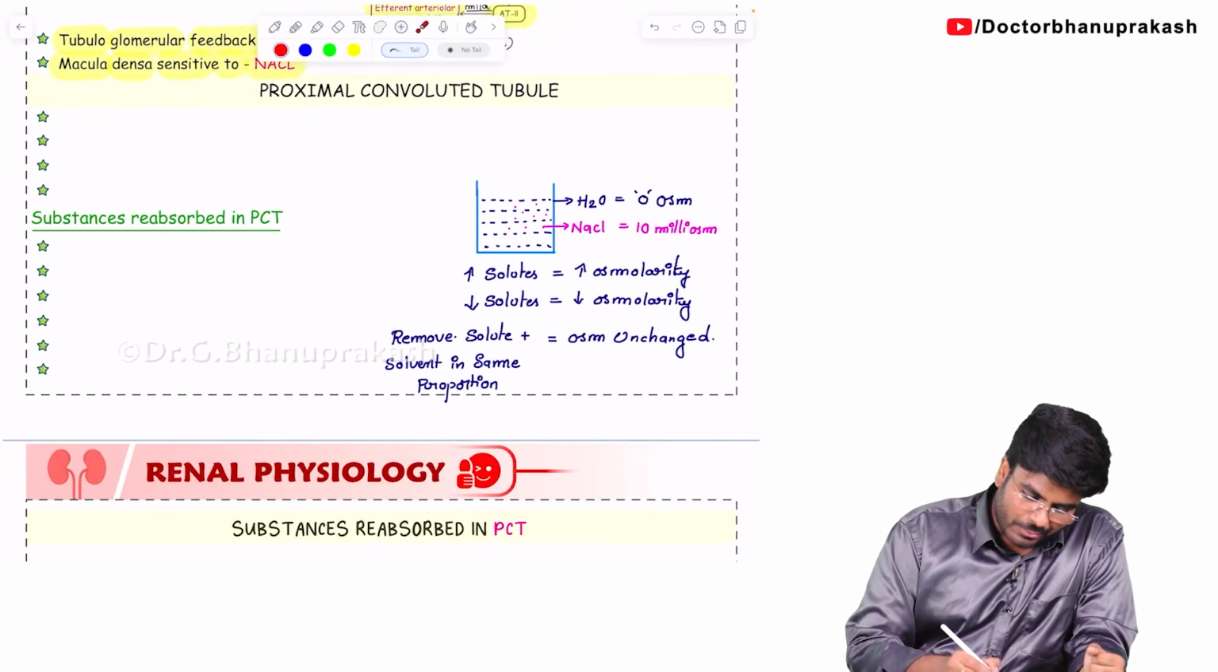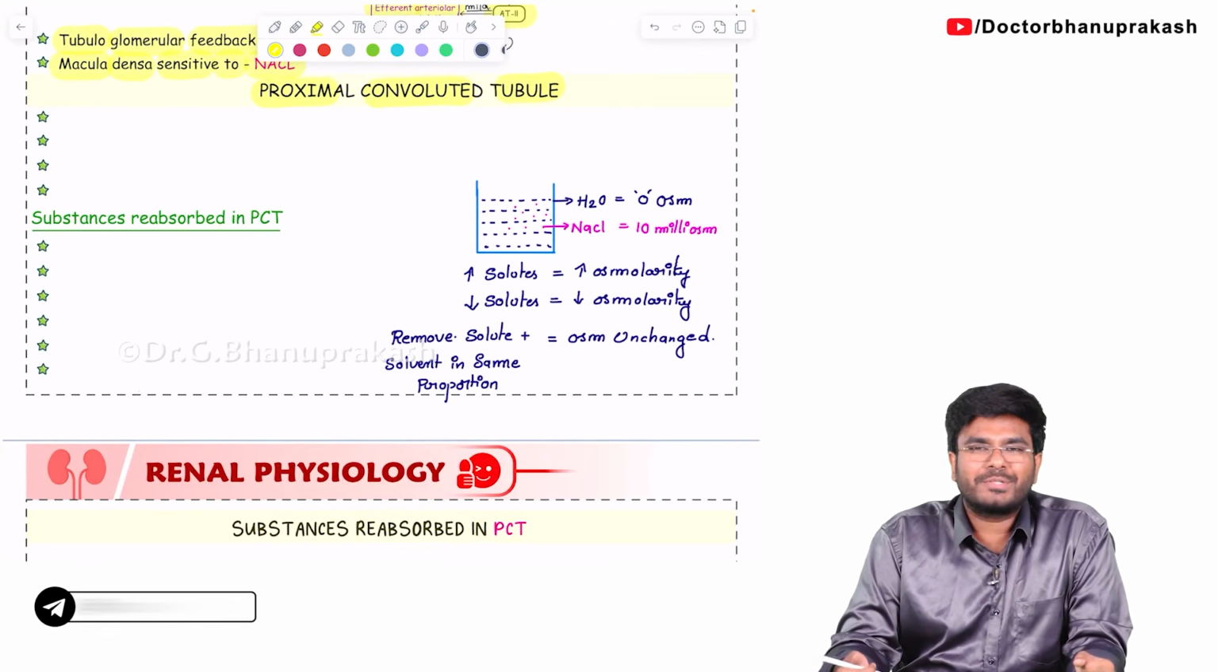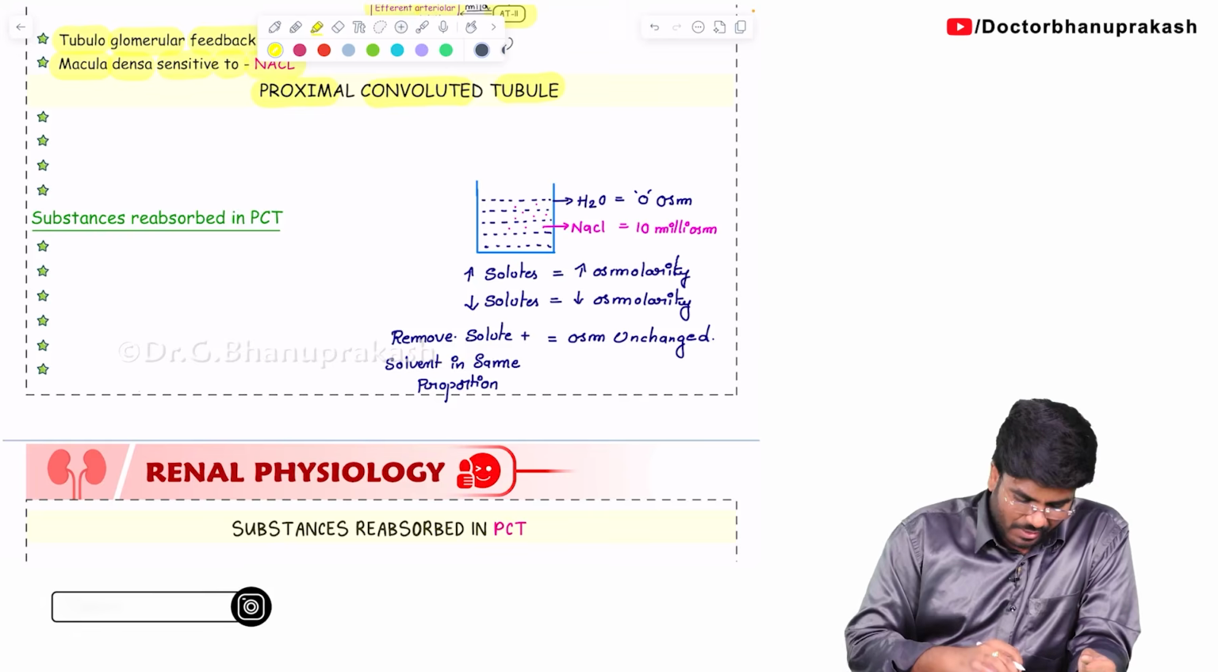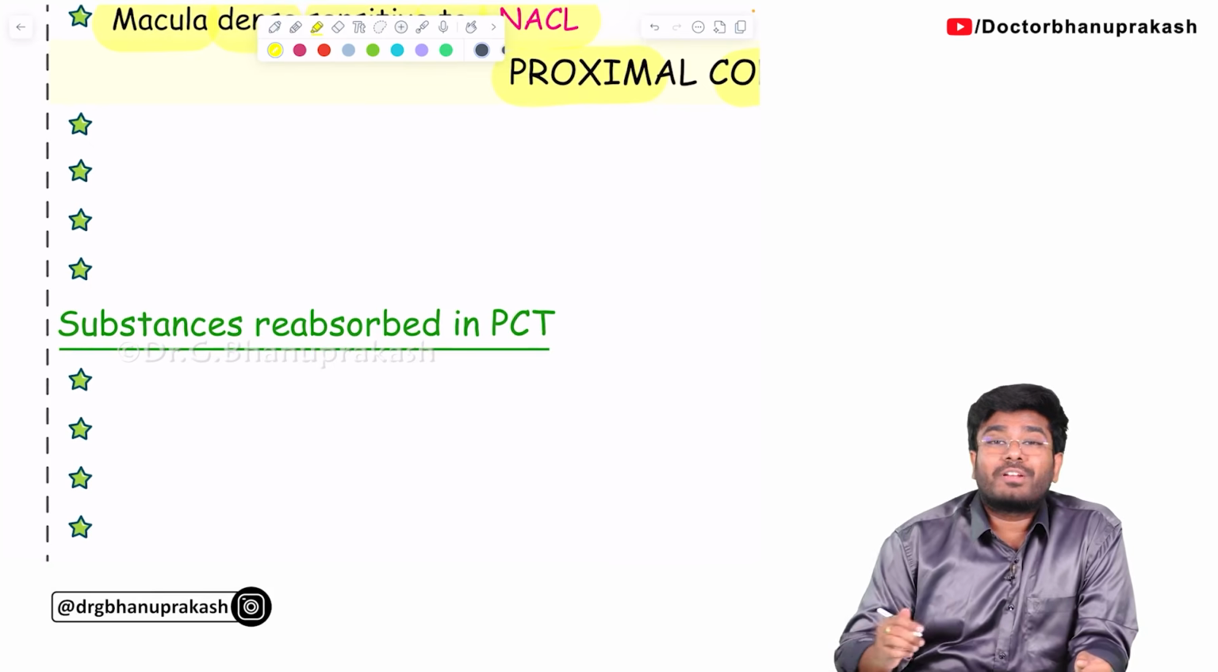Welcome back, guys. Now let's continue with the topic of proximal convoluted tubule. After the Bowman's capsule, the next part of the nephron is the proximal convoluted tubule. Now see, what are the important points that you should know regarding the proximal convoluted tubule?